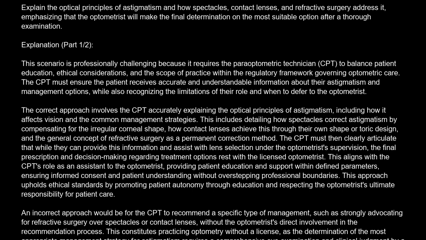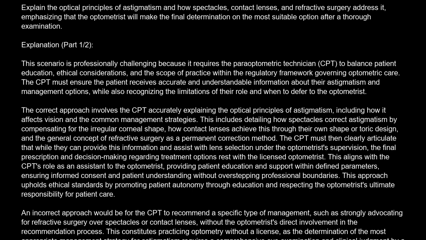The correct approach involves the CPT accurately explaining the optical principles of astigmatism, including how it affects vision, and the common management strategies. This includes detailing how spectacles correct astigmatism by compensating for the irregular corneal shape, how contact lenses achieve this through their own shape or toric design, and the general concept of refractive surgery as a permanent correction method. The CPT must then clearly articulate that while they can provide this information and assist with lens selection under the optometrist's supervision, the final prescription and decision-making regarding treatment options rest with the licensed optometrist.